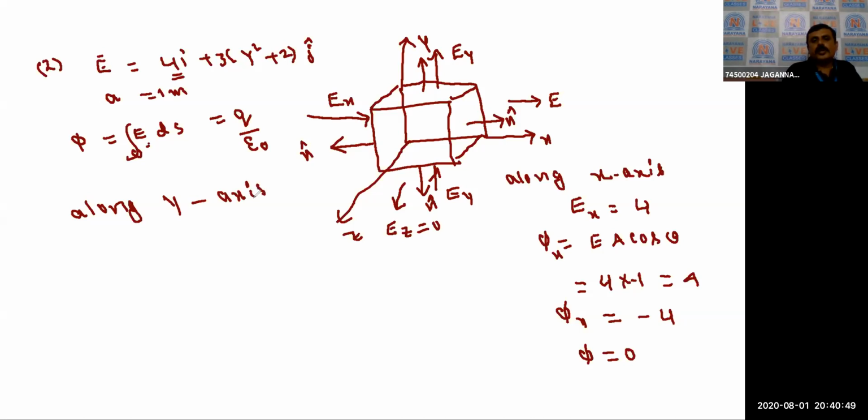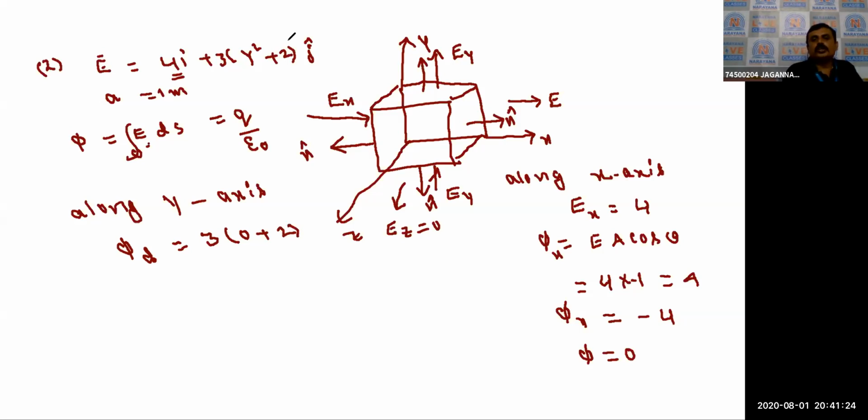How much do we get? The downward electric flux, DEY. The downward electric flux is equal to how much here? These two are in opposite directions. So what is the y value here? Y becomes 0 because it enters here only. Y becomes 0, so we get 3 into 0 plus 2.